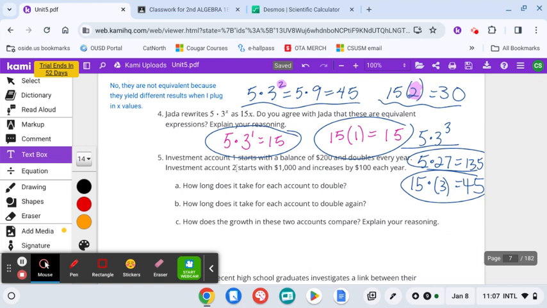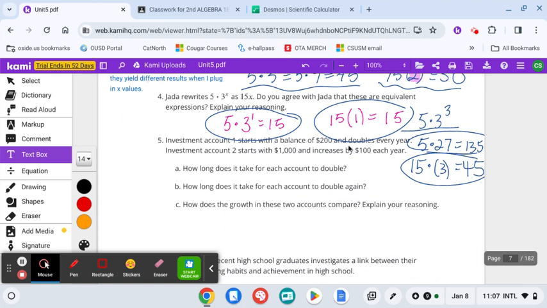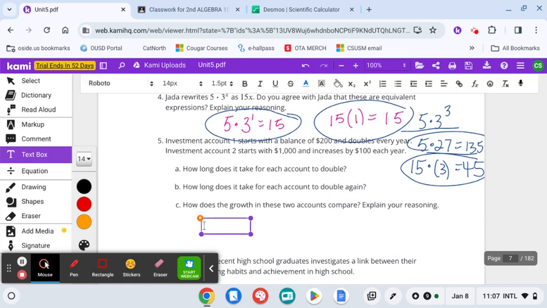All right, number 5, investment account 1 starts with a balance of 200 and doubles every year. Investment account 2 starts with 1,000 and increases by 100. Notice these are very much like the classwork. How long does it take each account to double? And so you can do a table to see how long until it makes the next thing.